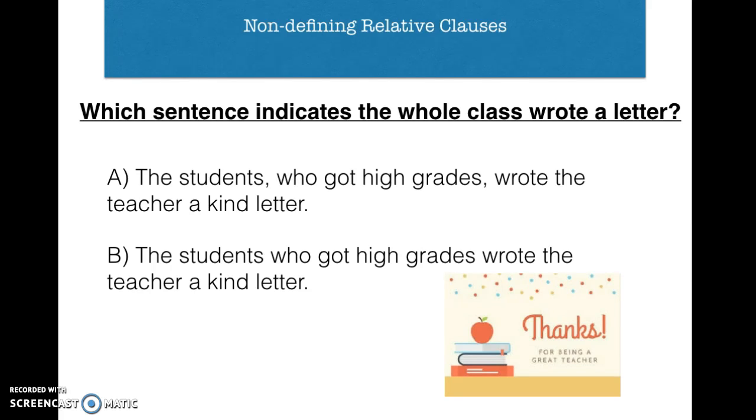But in B, this is a defining relative clause. This is telling you which students are being spoken about. The students who got high grades. Only the students who got high grades wrote a letter. Okay, so A indicates all the students, and B is a defining relative clause, tells you which students are being discussed. And this is kind of important generally for non-defining relative clauses. Non-defining relative clauses, what they're going to do is they're going to just comment on the nouns in the sentence.